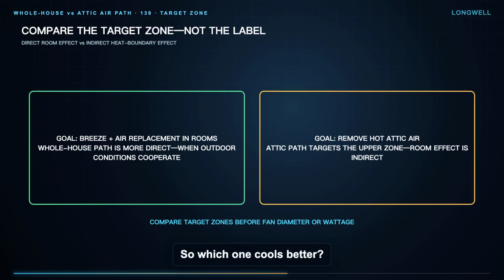So which one cools better? If the goal is an immediate breeze in air replacement through occupied rooms, a properly planned whole house path can act more directly when outdoor conditions cooperate. If the goal is to ventilate a hot attic without intentionally flushing occupied rooms, an attic fan addresses that upper zone. The attic approach may influence heat transfer, but it is not the same experience as moving outdoor air through the house. Compare the target zone first, not the diameter or wattage printed on two unrelated fans.